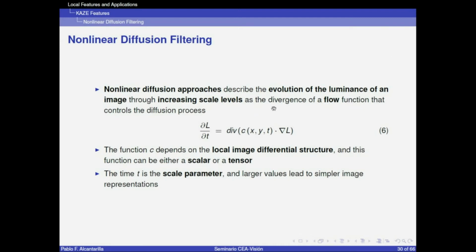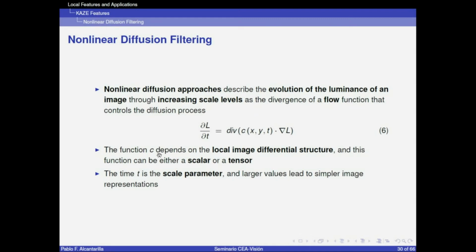So L is going to be the luminance of the image and t is the time or also the scale parameter. So this evolution of the image through scale, dL/dt, is going to be equal to the divergence of a certain function c that depends on the pixel coordinates x, y, and also depends on the scale t, multiplied by the gradient of that image at that scale level.